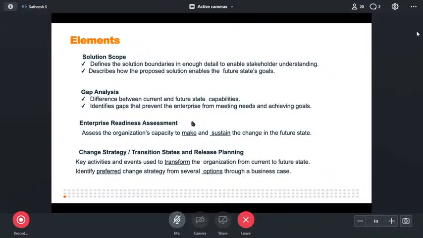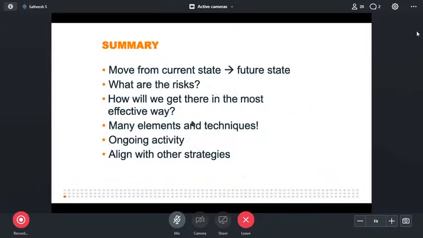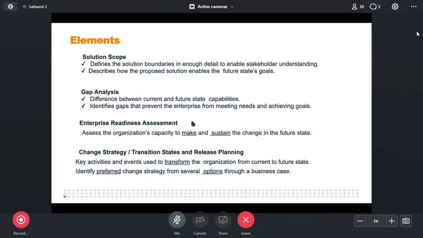So that is what enterprise readiness assessment is all about. And transition states and release planning we already discussed. So with this, finally, you will be ending your stint. You will be providing this change strategy and solution scope document to your SBI CTO or the CFO. And then they will thank you for all your support, and then they will pay you your engagement fee also. It can be from $1 lakh or $2 lakh.